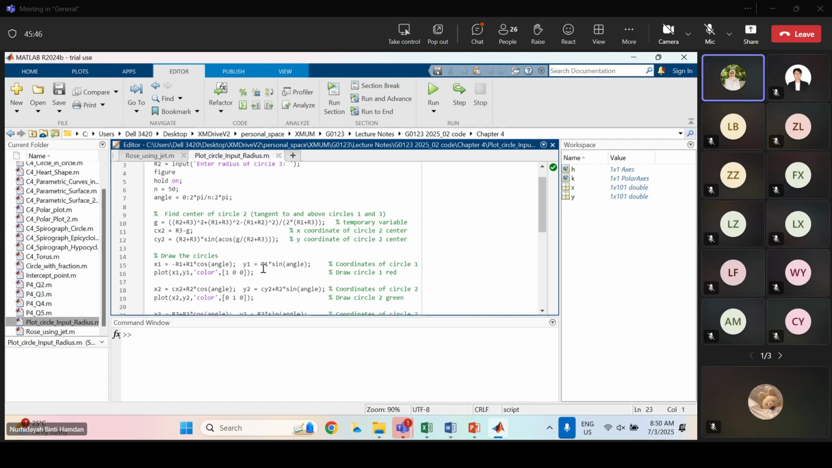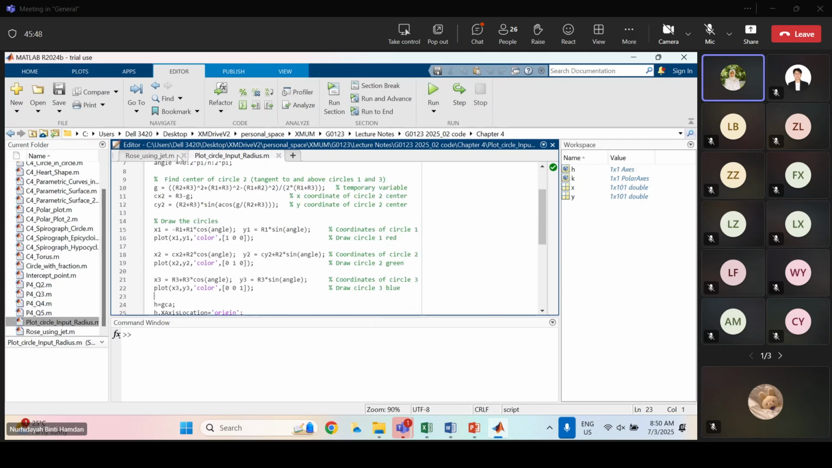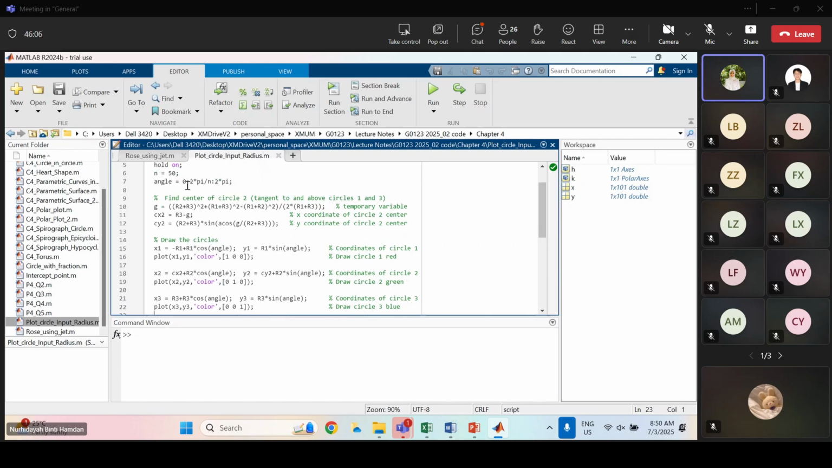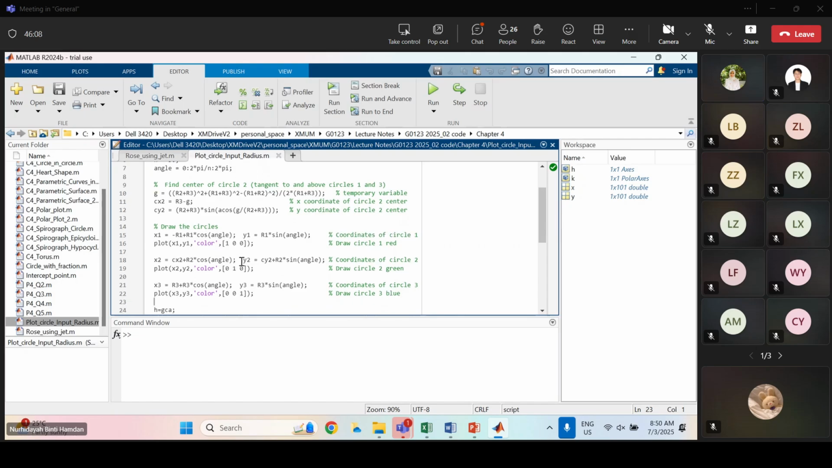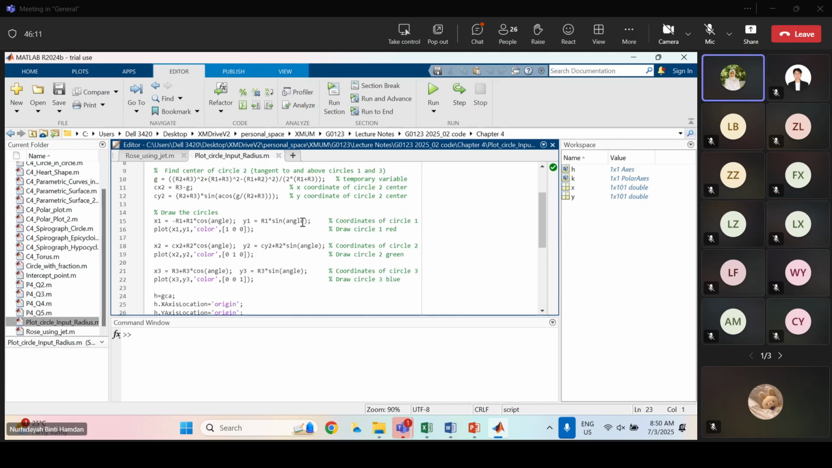Okay. So first, this one is to find circle 2, tangent to circle 1 and above circle 1 and 3. Next, we draw the first circle. x1 is the coordinate of circle 1, which is negative R1 plus R1 times cosine of the angle, where the angle is between 0 to 2 pi. y1 is R1 times sine of the angle, and plot x1, y1. The color is red. Please comment this.